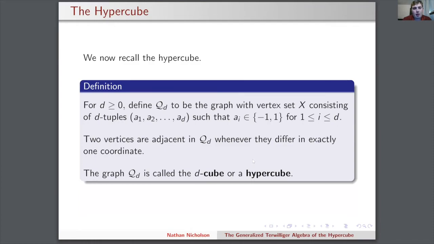Let's now recall the hypercube. For D at least 0, define QD to be the graph with vertex set X consisting of D-tuples with the coordinates either being -1 or 1. We say 2 vertices are adjacent whenever they differ in exactly 1 coordinate. And so this graph QD is called the D-cube or hypercube. Again, this is a Hamming graph.